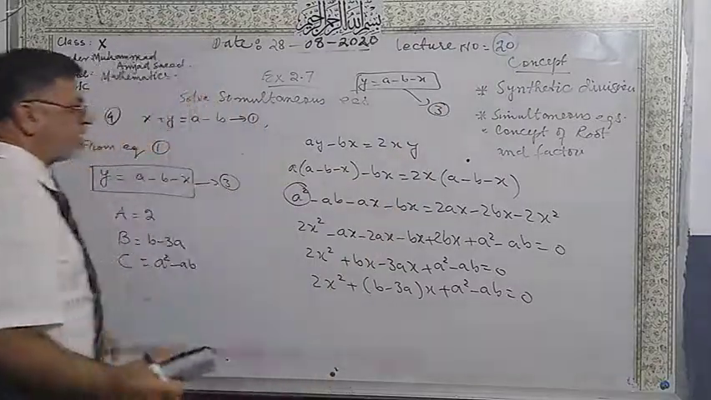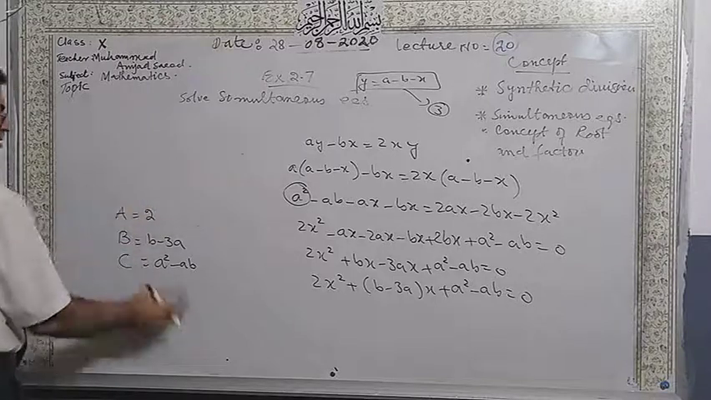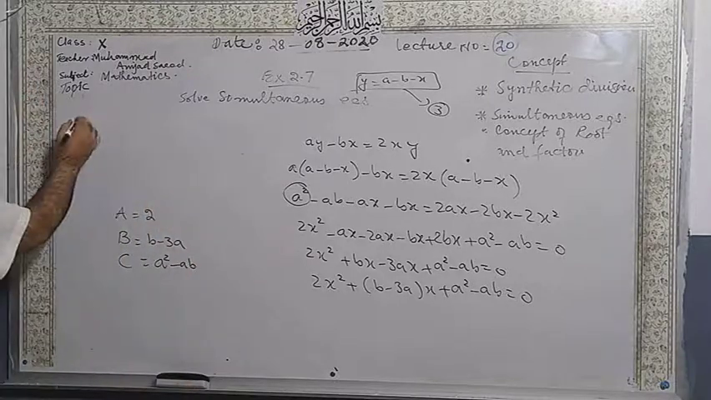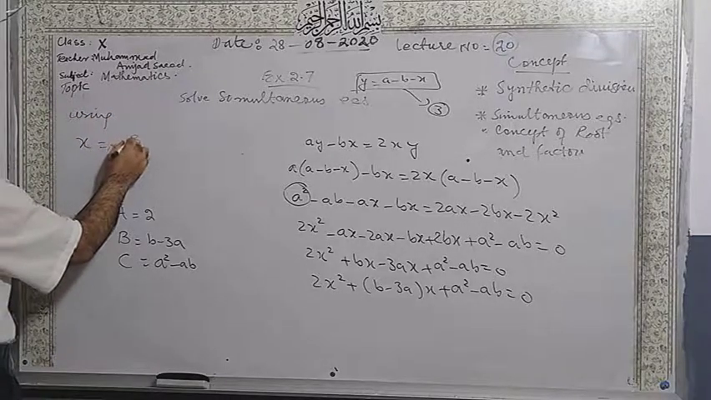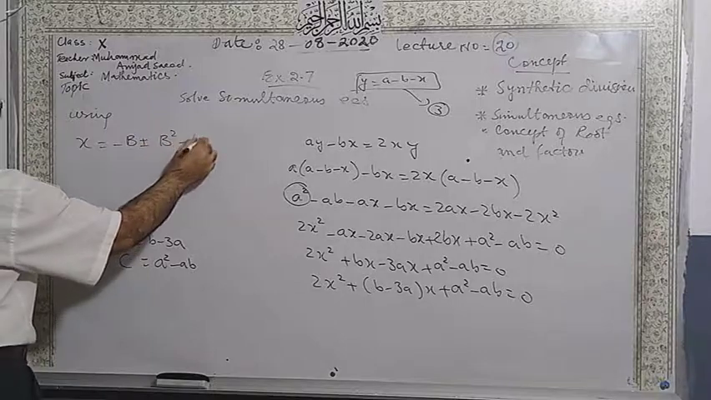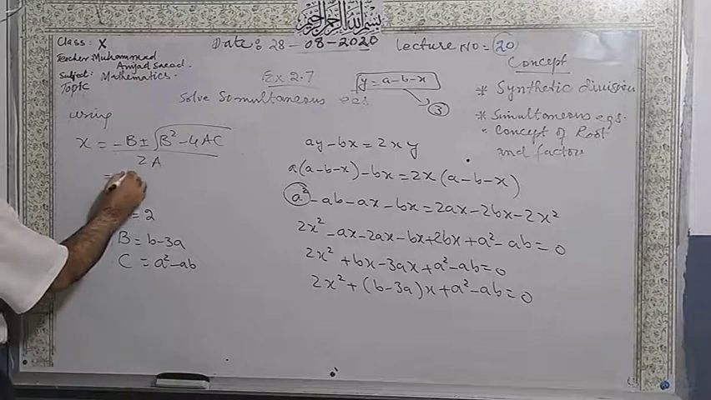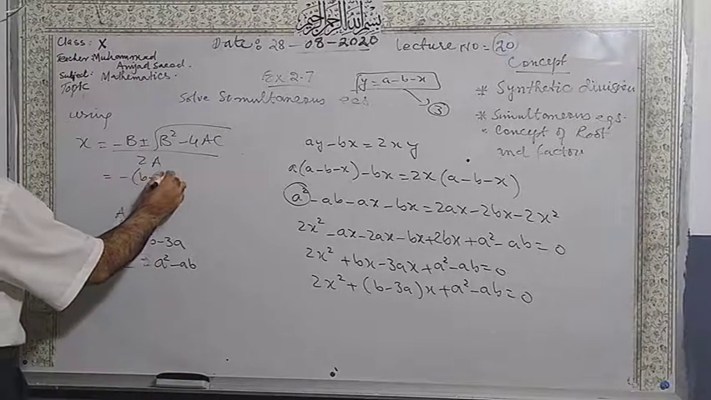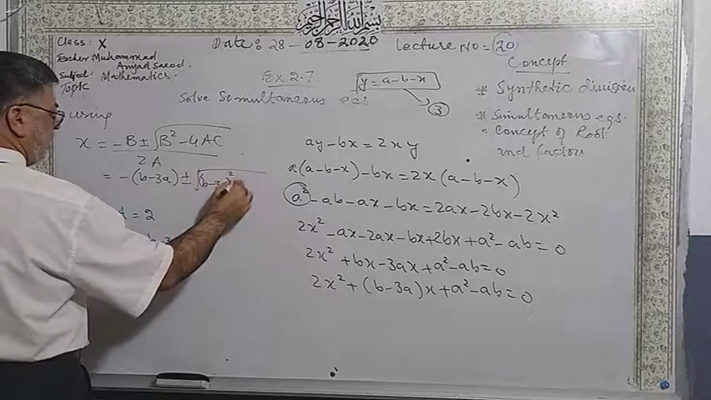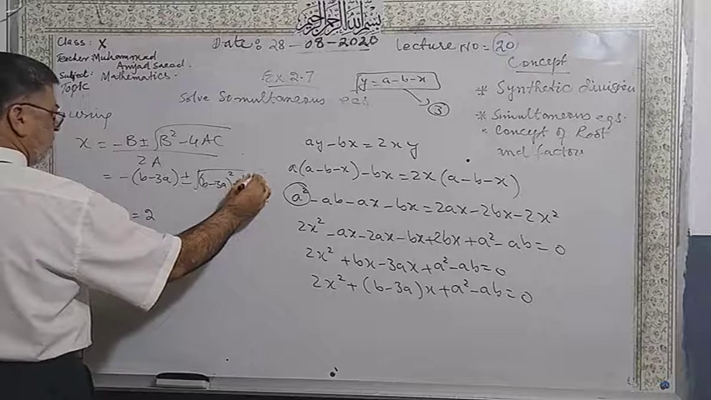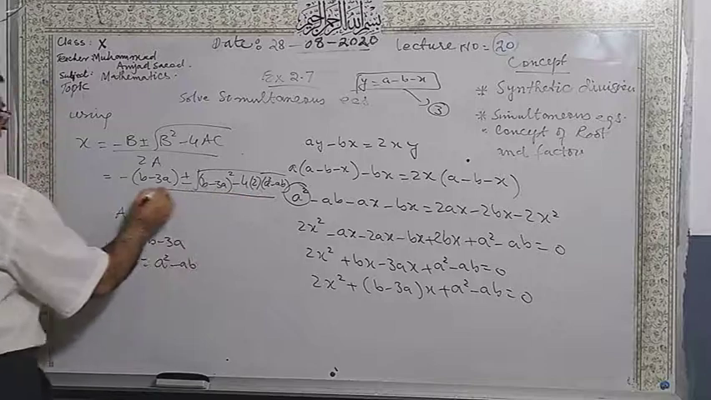I don't want to rub this until I will use the quadratic formula. So it is better to use the quadratic formula here. Using x is equal to minus b plus minus square root of b square minus 4ac over 2a. So here is minus into b minus 3a plus minus b minus 3a whole square minus 4 into a is 2, c is a square minus ab. Yes, now it will be correct, inshallah.